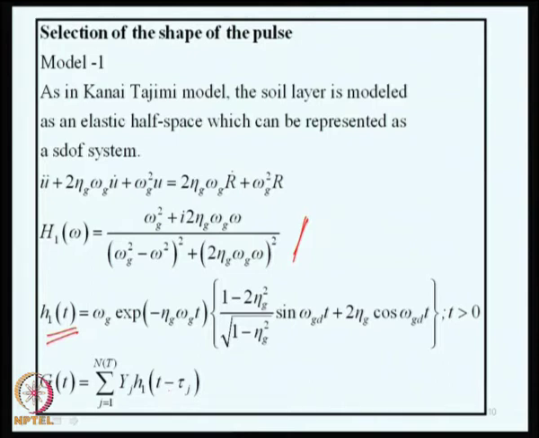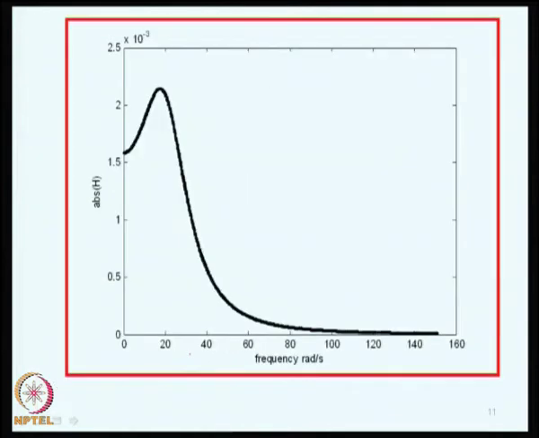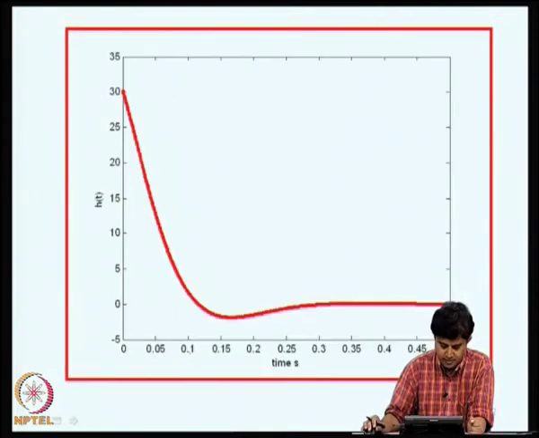That means, at the bedrock level impulses arrive randomly in time and they propagate through the soil layer, and each pulse that is observed at the ground surface is the response of the soil layer to the unit impulse applied at the bedrock level. So, this is the transfer function, and this is the Fourier transform in time as a typical plot of that.